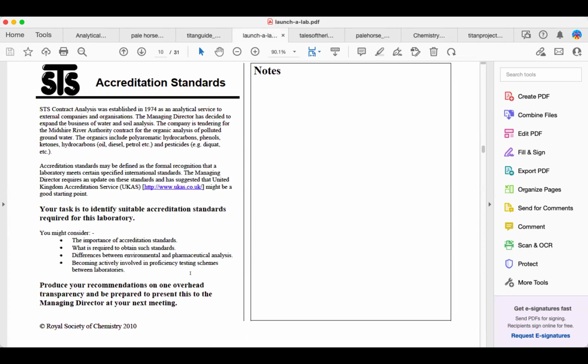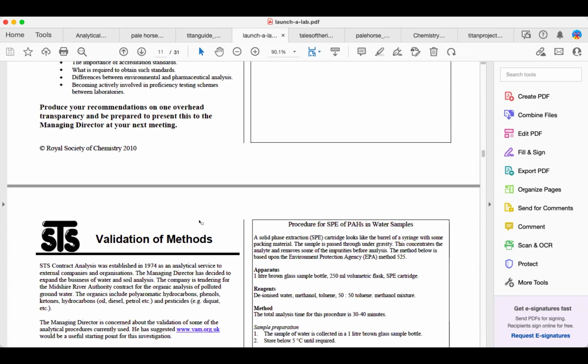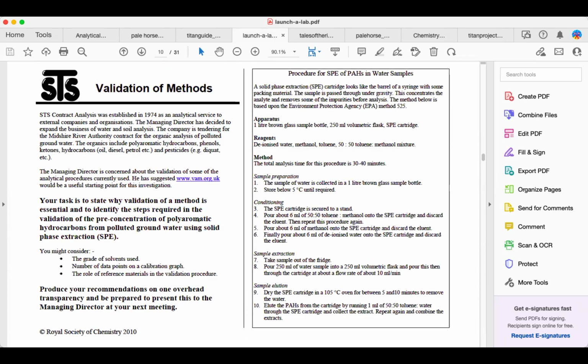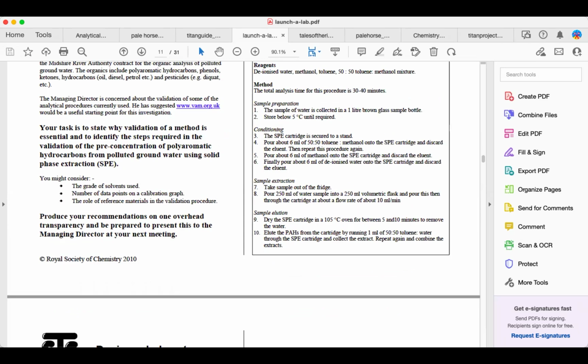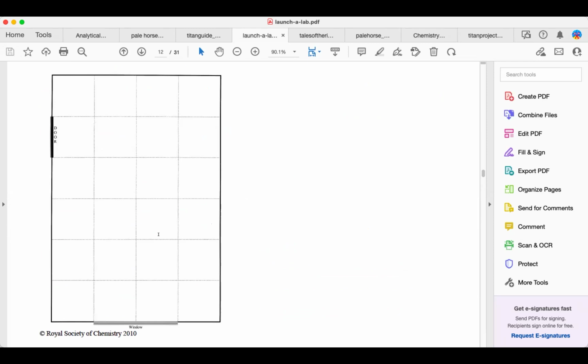And then you also need to identify accreditation standards required for the laboratory. You also need to think about validation of a method: why validation of a method is essential, and to identify the steps required in validation of pre-concentration of PAH using SPE. All right, so read first.